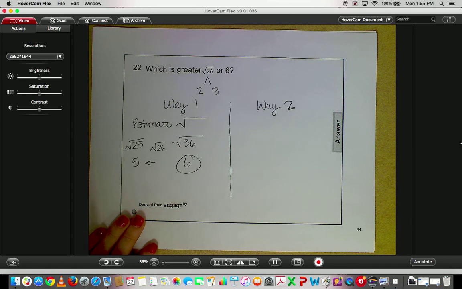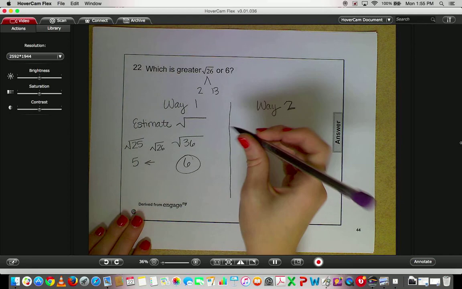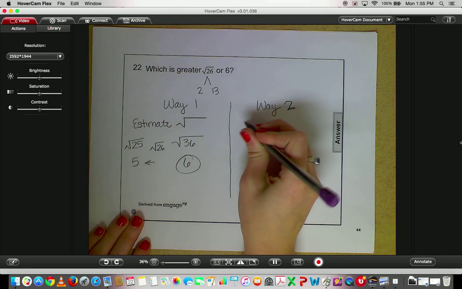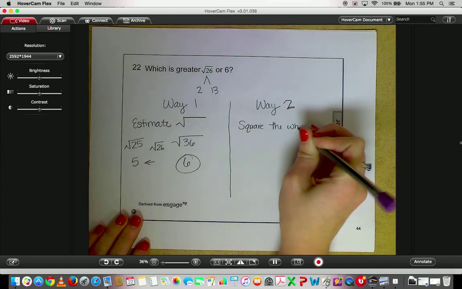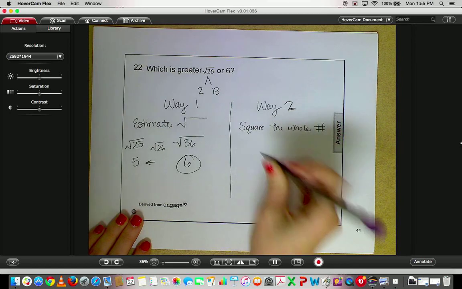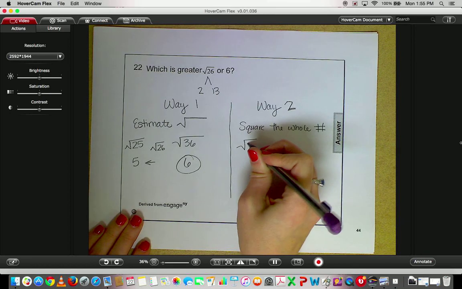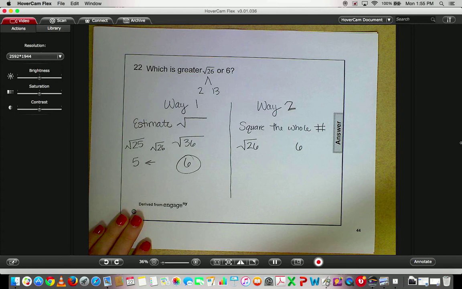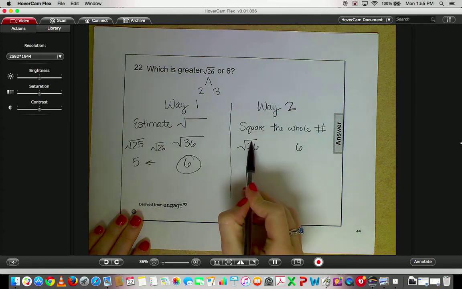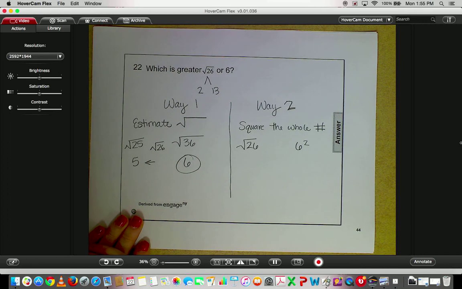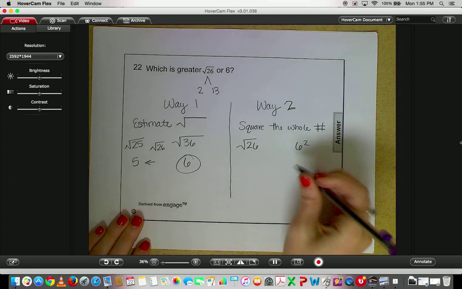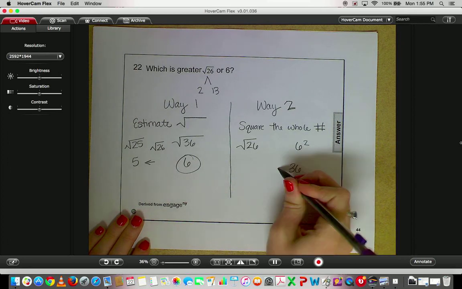All right, way 2 is probably easier. All you have to do is square the whole number. All right, so if we have the square root of 26 and 6, we talked about how square roots and squares are inverses. Okay, so if we're working backwards, 6 times 6 is 36. The square root of 36 is 6.